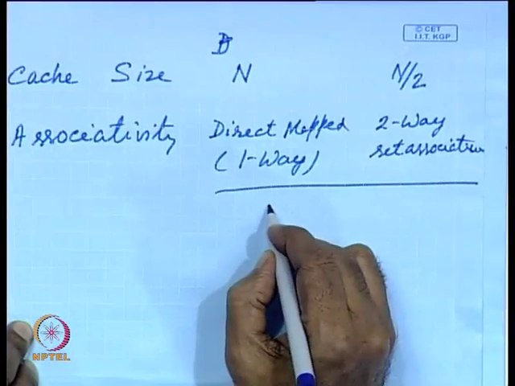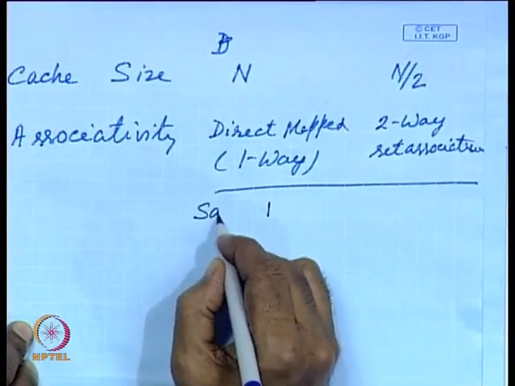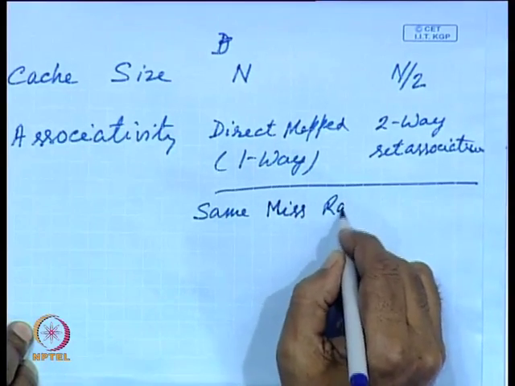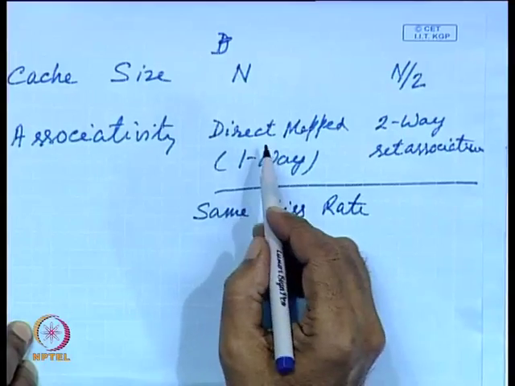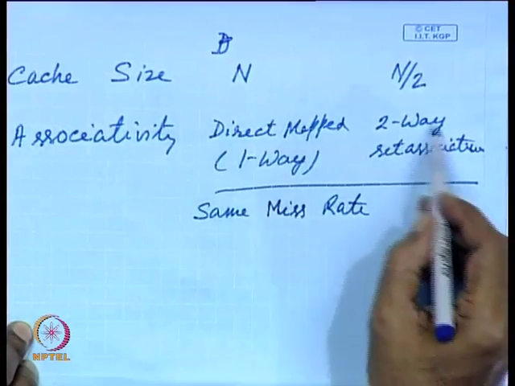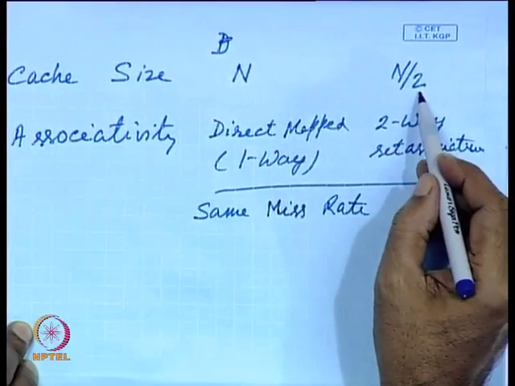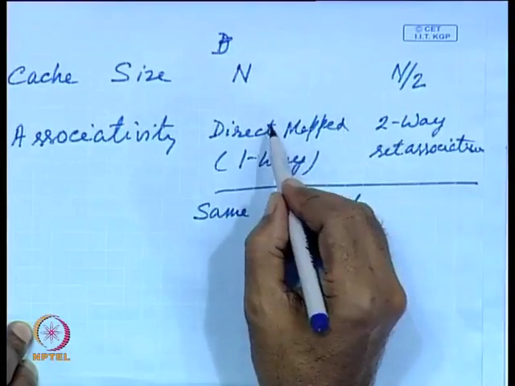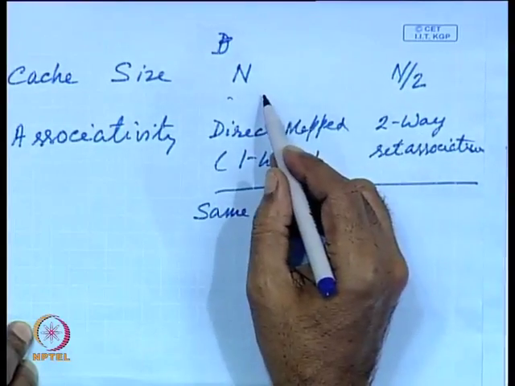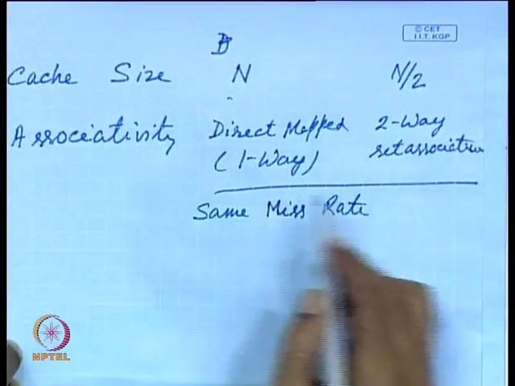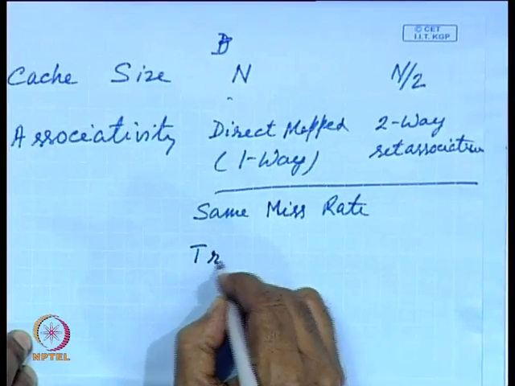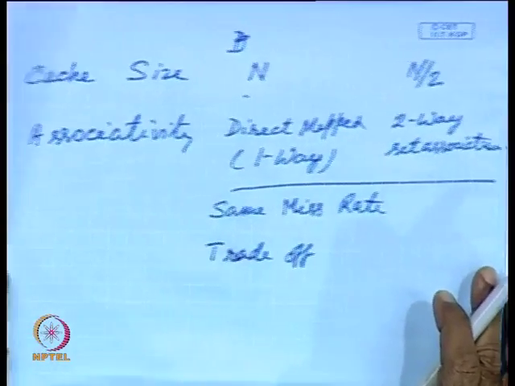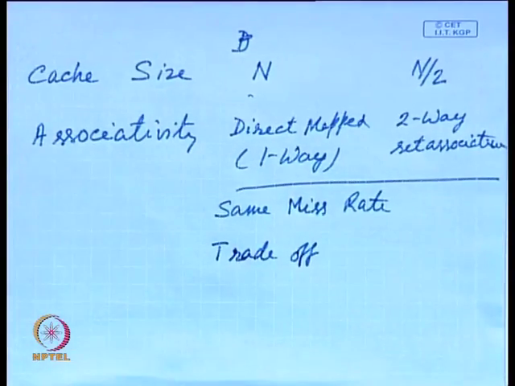So, we find that we can achieve the same goal, that means we can have the same miss rate either by increasing the associativity and reducing the cache size, or we can go for direct mapping, doubling the size from two-way set associativity. So, this is a trade-off between associativity and cache size for the same miss rate.